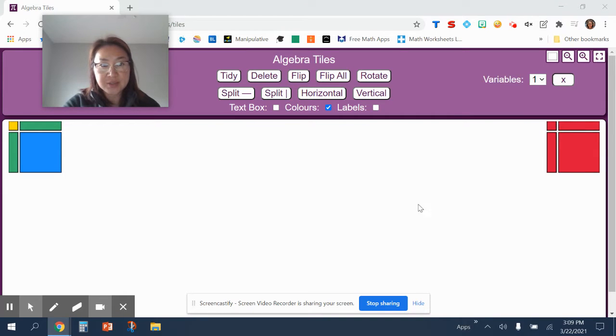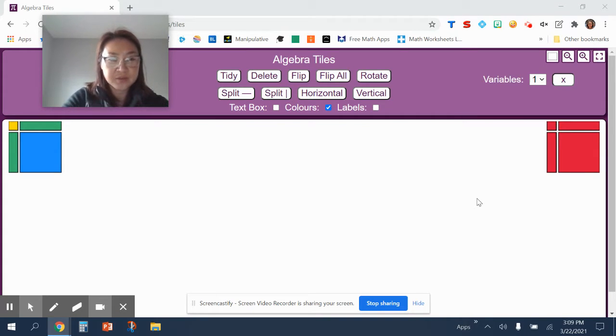Hey guys, today I'm going to show you how you can use algebra tiles to multiply polynomials. Now, to show with algebra tiles, we are limited in terms of the degree of the polynomial. So we're going to stick with some simple ones.